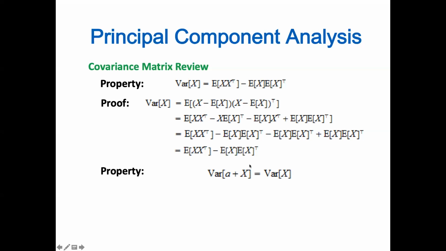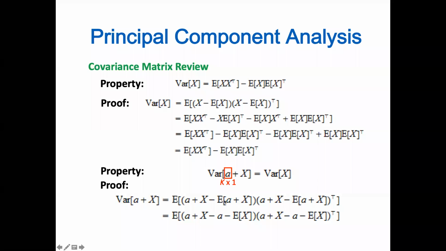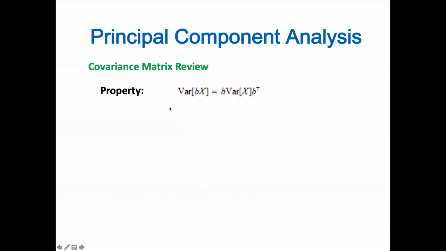The second property is that if you add a constant vector to the random vector, the variance doesn't change. Again, this is a vector. Some notation is not so clear, but following the definition, you replace X with A plus X and you get this. If A is a constant, then EA is A itself, so this actually cancels, and finally we get back this, which is again the variance of X. So finally, this is what we have here.